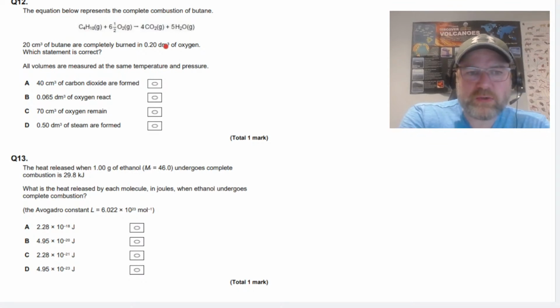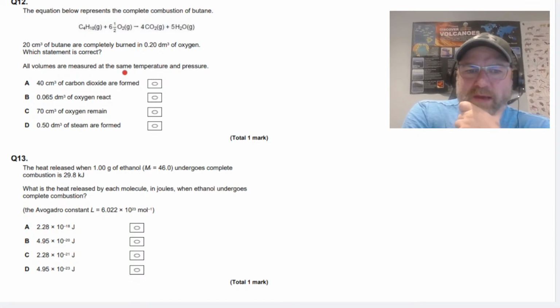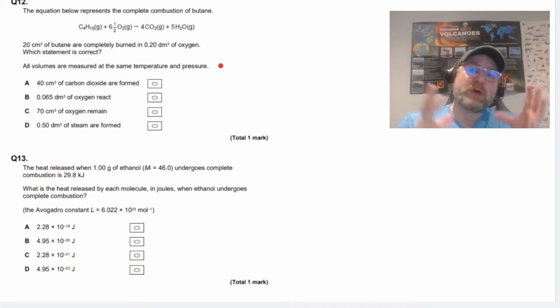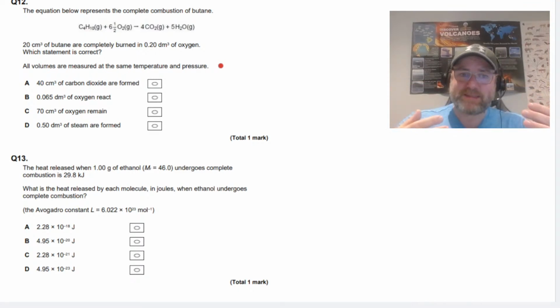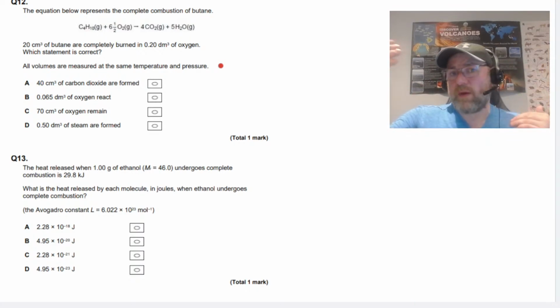All right, last two questions. The equation below represents the complete combustion of butane. So butane plus 6.5 oxygen makes 4 carbon dioxide and 5 water molecules. 20 cm³ of butane are completely burned in 0.2 dm³ of oxygen. Which statement is correct? By the way, it tells us all volumes are measured at the same temperature and pressure. Once you know you're dealing with gases at the same temperature and pressure, you can assume that the volumes are equivalent to moles. You don't even need to bother converting them into moles.